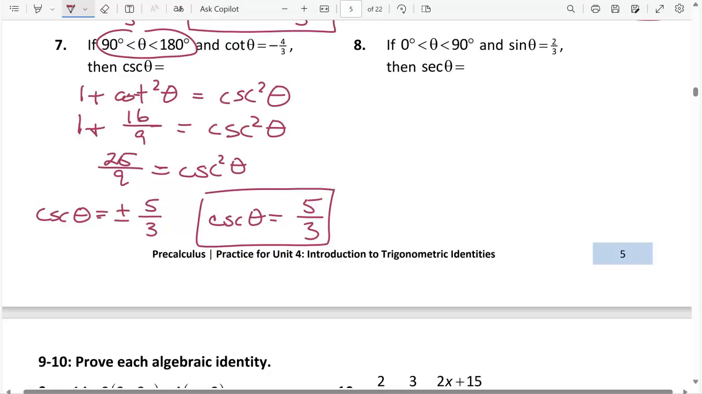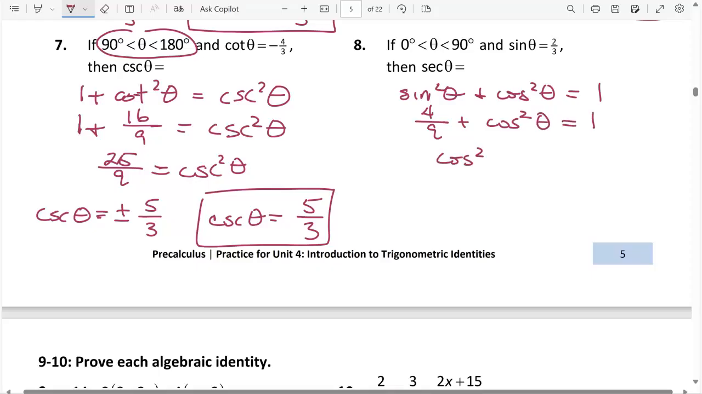In number 8, we have an angle between 0 and 90. And sine of theta is 2/3, and we're looking for secant of theta. Now, there is no trig identity that relates both sine and secant, but there is one that relates sine and cosine, and cosine is the reciprocal of secant. So I'm going to use the sine squared of theta plus the cosine squared of theta is equal to 1. And we're given that sine of theta is 2/3. That means sine squared of theta must be 4/9. So 4/9 plus cosine squared of theta must be equal to 1.